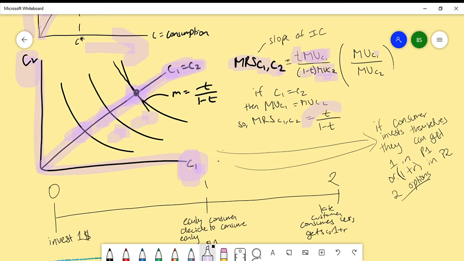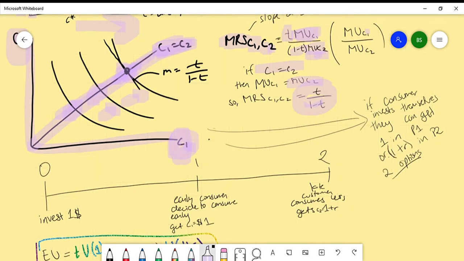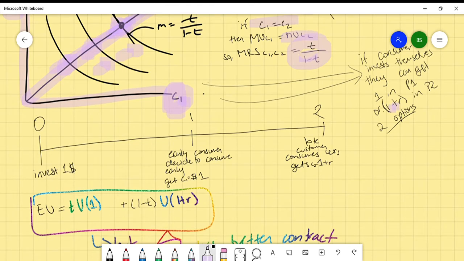So that is that. This is if the consumer invests money themselves, like in some product that they know. They can either get $1 in P1 or 1 plus R dollars in P2. So you have 2 options there. Now let's look at this little graph.